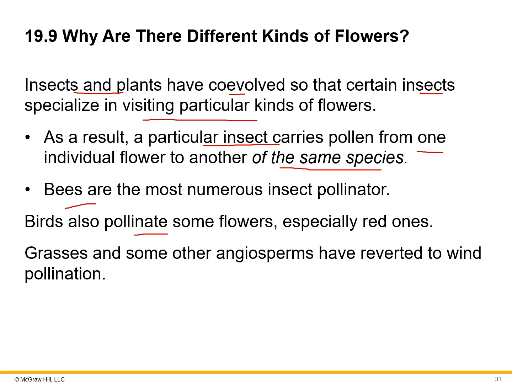Birds also pollinate some flowers, especially the red ones. And then grasses and some other angiosperms use wind for pollination.